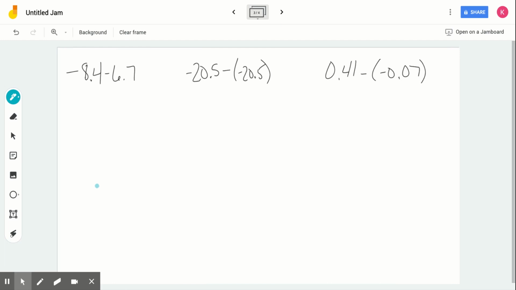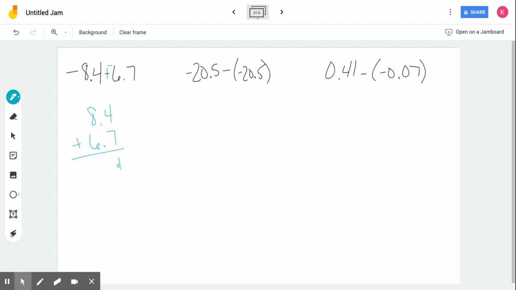Now, as you take a look at numbers 4 through 6, go ahead and give these a try using that keep, change, change rule. Now remember, when we're adding and subtracting decimals, we must line up the decimal point. Now that you've had a chance to give these a try on your own, we're going to look at them together. So again, keep the first number, change subtraction to addition, change the sign of the next number. These two have the same sign, so we must add them.